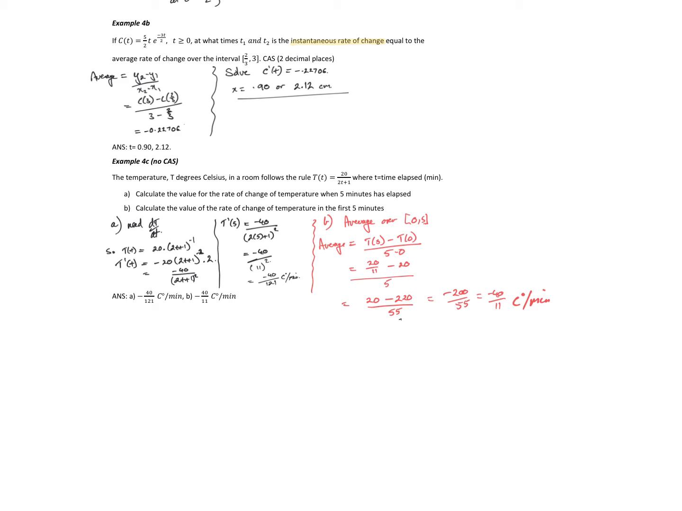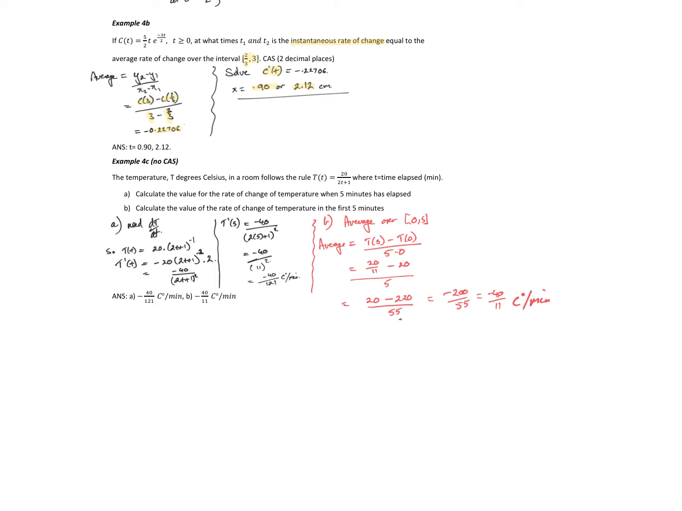So my average rate of change over that interval is y2 minus y1 over x2 minus x1. So substitute 3 into the function, substitute 2/3 into the function, over 3 minus 2/3, and I get negative 0.22706. So then I want to know when my instantaneous rate of change is equal to that. So if I solve the derivative of my c of t equal to negative 0.22706, I will get x equal to 0.90 or 2.12 centimeters.